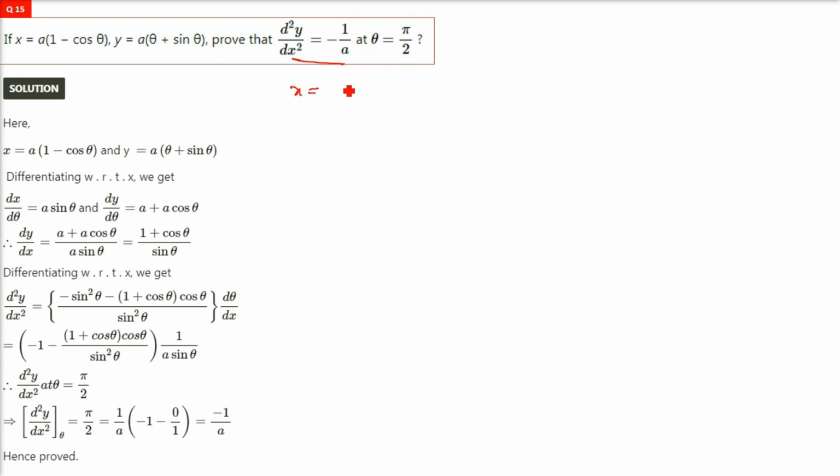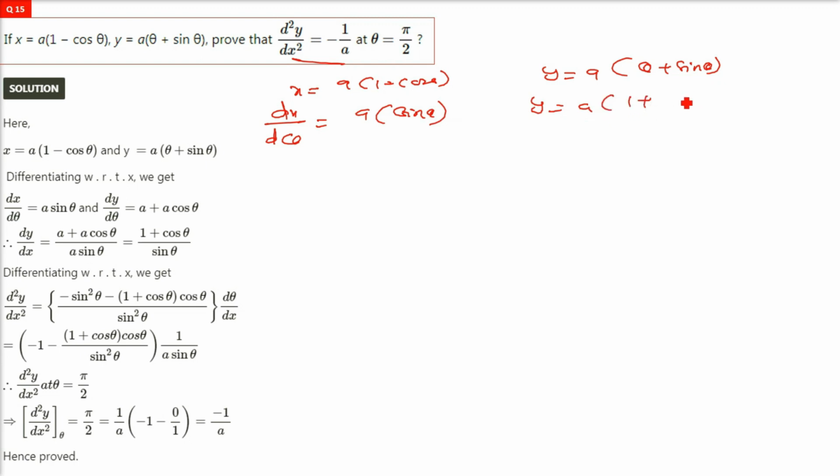x is equal to a(1 minus cos theta), y is equal to a(theta plus sin theta). So dx by d theta is a, 1 will be 0, cos theta is minus sin theta. So you have minus minus plus. So you will get only a sin theta here. dy by d theta will be a, theta will be 1, sin theta will be cos theta. This is dy by d theta. Now you want dy by dx. So a(1 plus cos theta) divided by a sin theta, it will be dy by dx. A gets cancelled here, 1 plus cos theta by sin theta. So dy by dx is (1 plus cos theta) divided by sin theta.